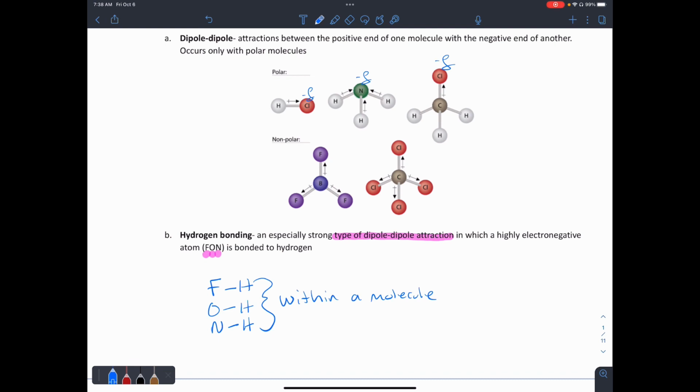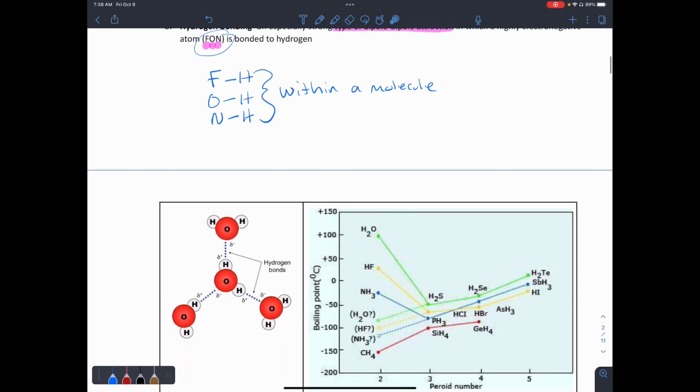I like to remember the fun little trick. H with FON can hydrogen bond. If an H is with a FON, fluorine, oxygen, or nitrogen, then that molecule is capable of hydrogen bonding either with itself or with other molecules that also have H with FON.